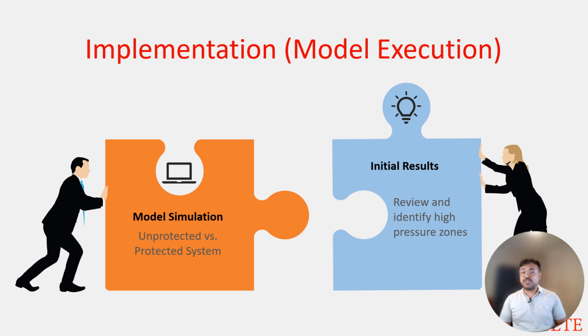And then we have the initial results. The initial results from the simulations give us a snapshot of the system's behavior during a transient event. We'll look for any pressure spikes, cavitation, or other issues that could indicate a potential failure point in the system. These results are critical for identifying areas where the design may need to be adjusted or where additional protection might be required.